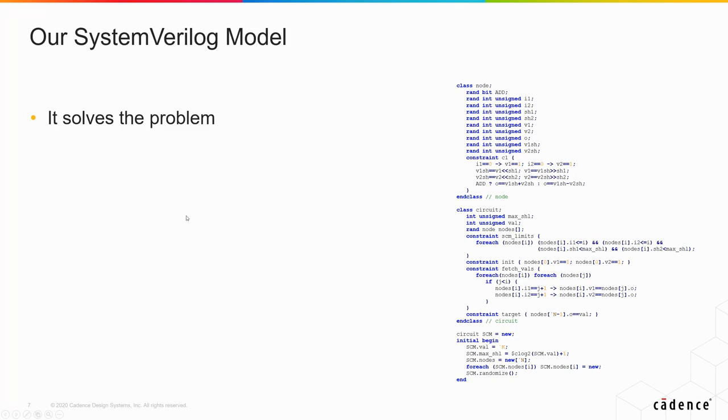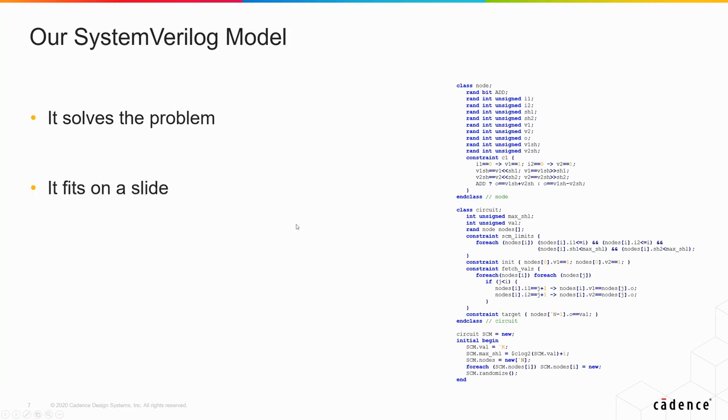My first point, it solves the problem. Well, it is important. If you load this model into the Cadence simulator, you can get a solution for a specific constant k, and with a given number of adders or subtractors, and those are 2 constants in this model. So it works.